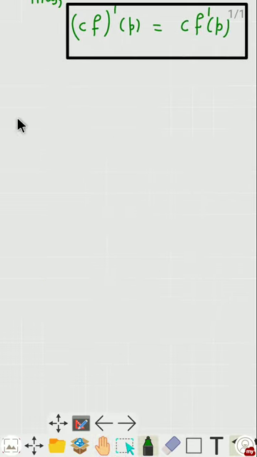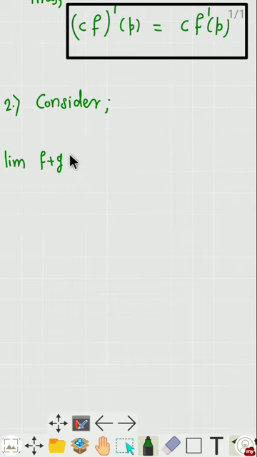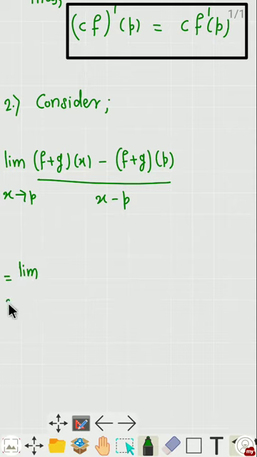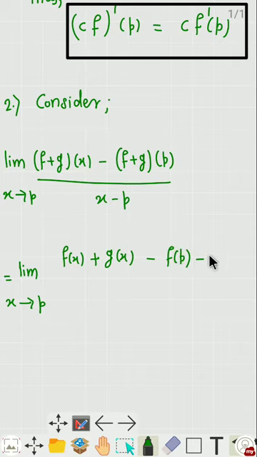Now we prove the second statement. To prove the second statement, consider the limit of f plus g of x minus f plus g at p as x tends to p, and whole divided by x minus p. It is equal to limit as x tends to p. So f plus g of x means f of x plus g of x, minus f plus g of p means f of p plus g of p, and whole divided by x minus p.